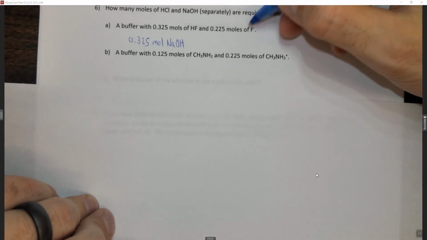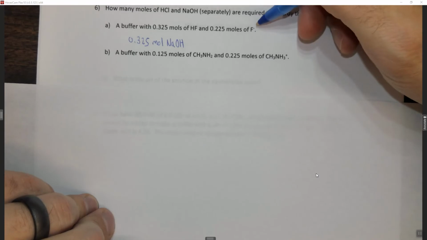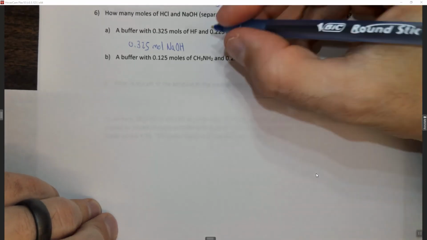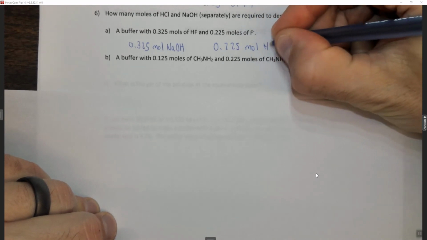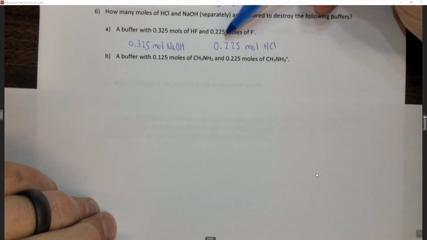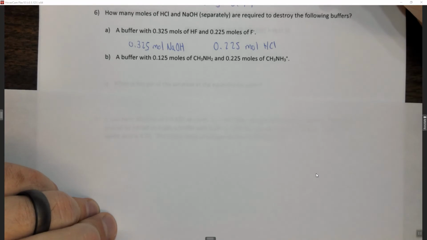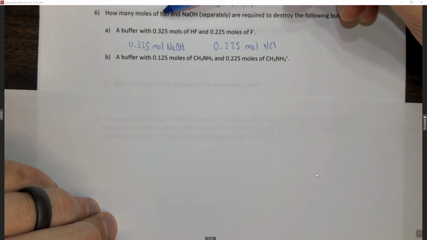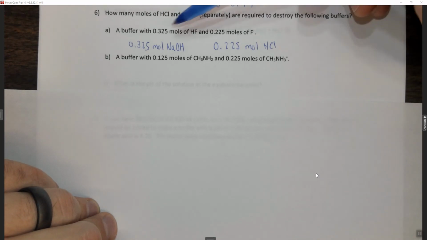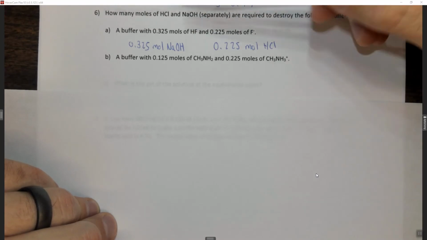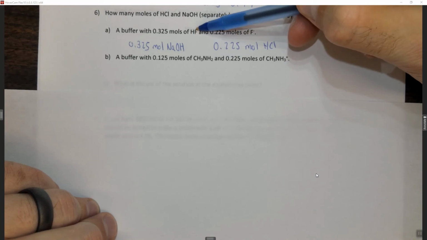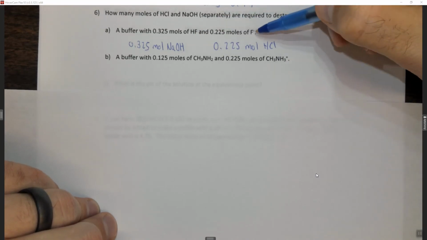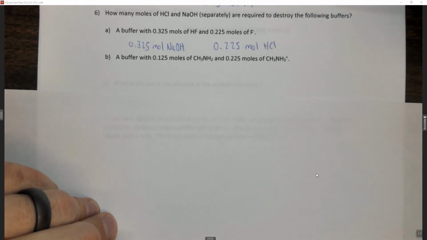If you want to turn all of the F minus into HF, said another way, have no F minus and no longer have a buffer, you could add 0.225 moles of HCl, a strong acid. Note, I should have said this, but HCl and NaOH are strong acids and bases. So this just forms H plus in solution, this forms OH minus, and it will react with these things. So adding this much NaOH, 0.325 moles, will turn this completely into F minus, and adding 0.225 moles of HCl will turn all of this into HF. If you don't have both in solution, you're no longer a buffer.